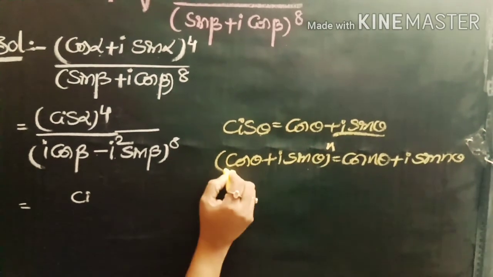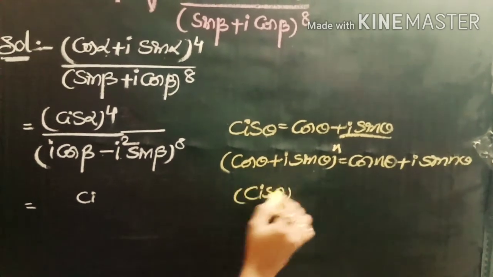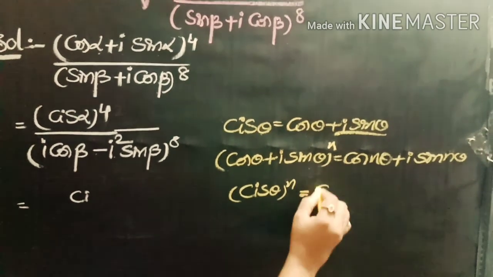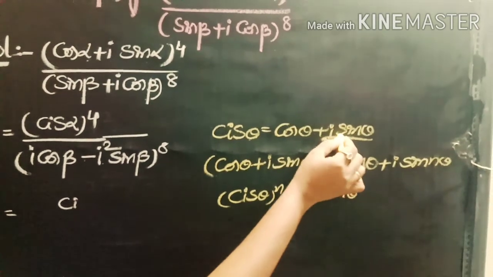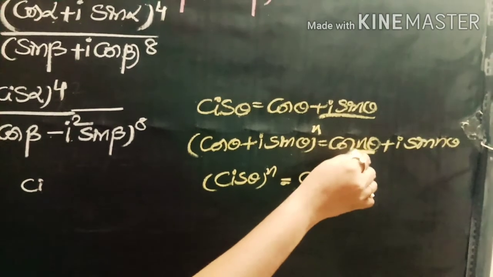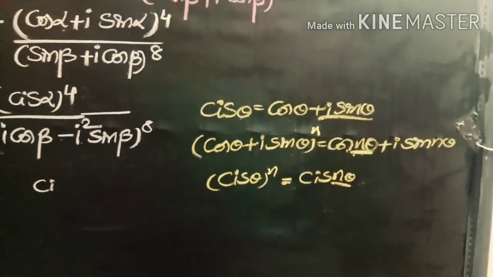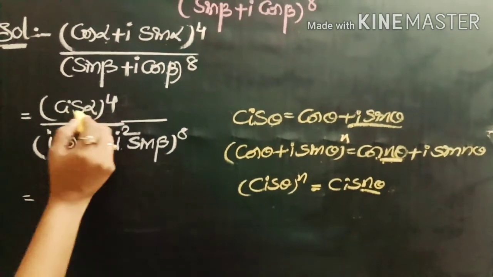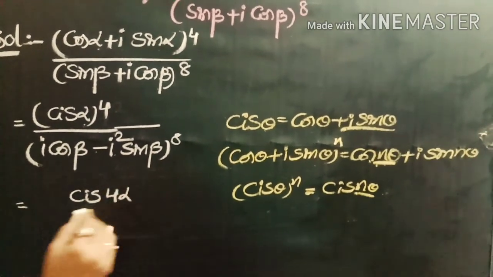But what is cos theta + i sin theta? Cos theta + i sin theta is nothing but cis theta. That is, (cis theta)^n is equal to cos n theta + i sin n theta, which is taken as cis n theta. Cos theta + i sin theta is equal to cis theta, but in place of theta, here we have n theta. That is, cos n theta + i sin n theta is equal to cis of n theta. So (cis theta)^n is equal to cis n theta. That is, (cis alpha)^4 is equal to cis of 4 alpha whole by.